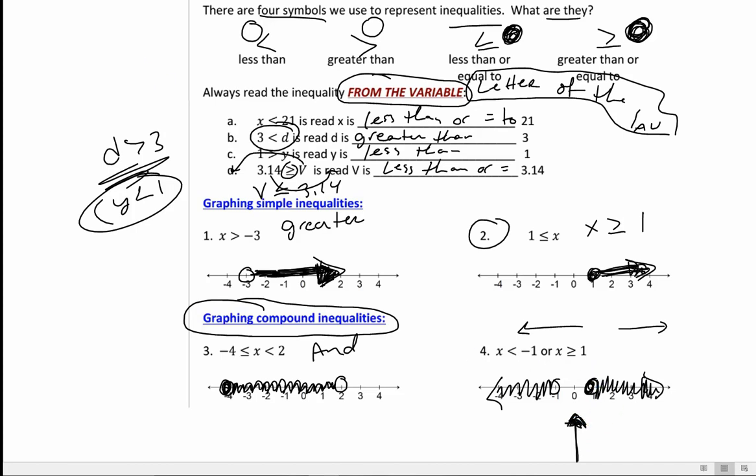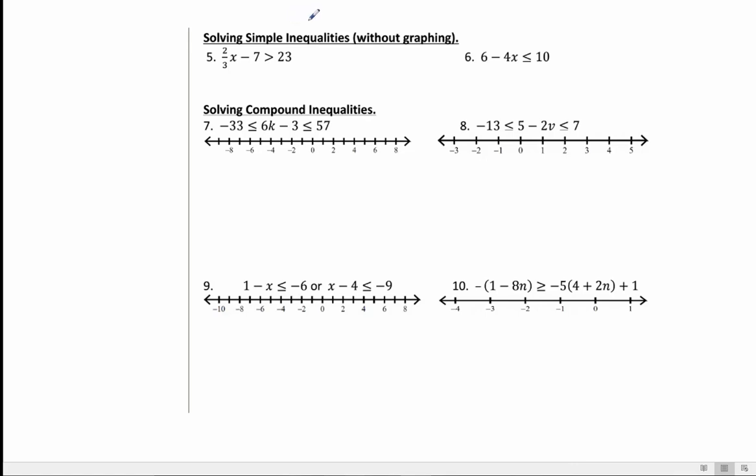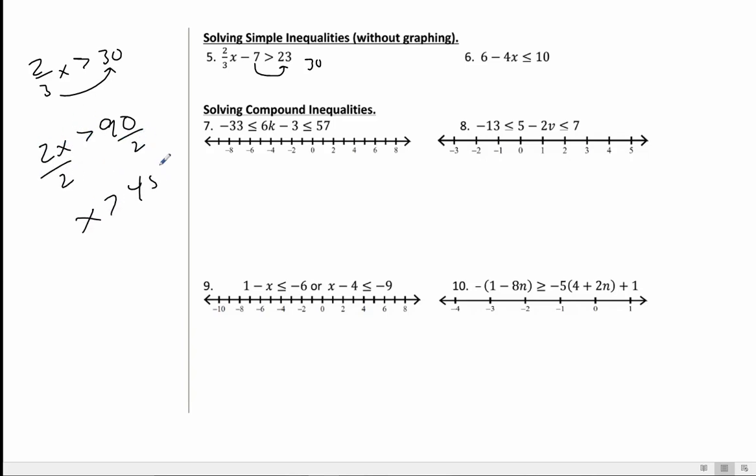Okay, let's go on to the next stuff. I want to solve some simple inequalities. What does this mean? I want to actually solve this, right? So I want to add the 7, that's 30. I want to do it over here. So I get 2/3 X is greater than 30. Once I brought the 7 over, multiply by 3, I get 90. 2X is greater than 90, divide by 2, X is greater than 45. That's your answer there.